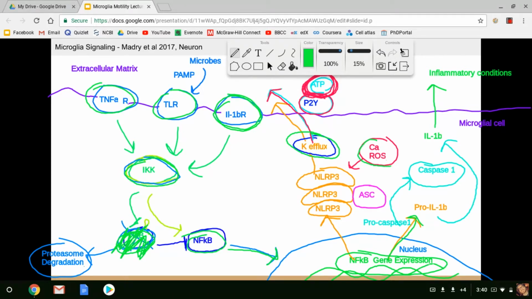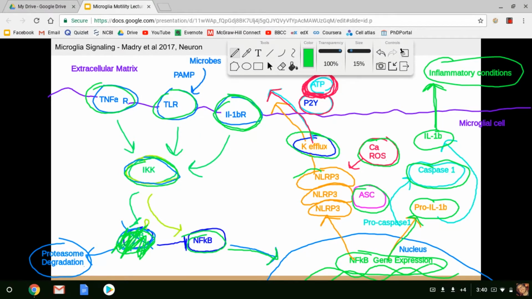Other things that strongly activate inflammasome oligomerization include calcium. Calcium transients are very important, as are reactive oxygen species. When the inflammasome has oligomerized, it recruits ASC, which contains the caspase recruitment domain, and recruits pro-caspase-1, cleaving it into active caspase-1. Active caspase-1 then induces inflammation by cleaving pro-IL-1 beta into active IL-1 beta, which is then secreted, leading to the inflammatory environment of the tissue.